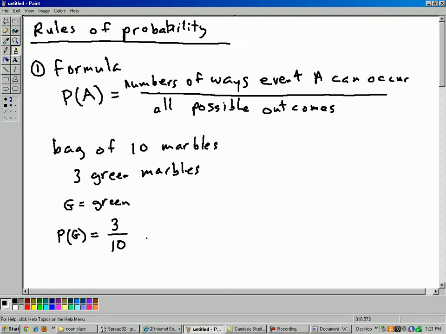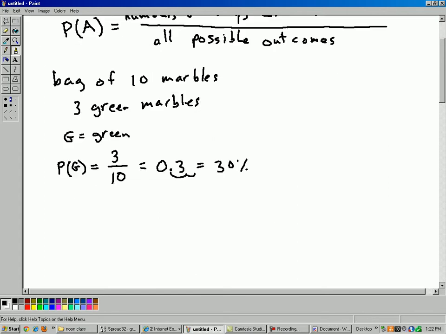You can leave the answer in fraction form. If you prefer, you can convert that to a decimal, 0.3, or convert it to a percentage. Move the decimal point 2 places, 1, 2, 30%. All 3 are legitimate ways of giving the answer to any probability question. Okay, so that's rule number 1. That's the basic formula for probability.